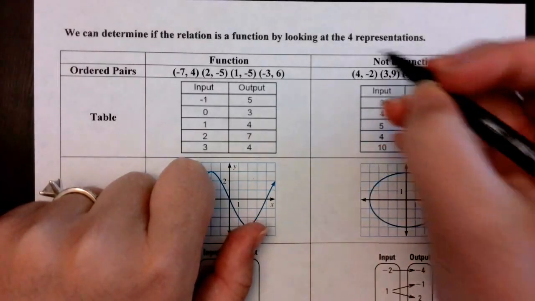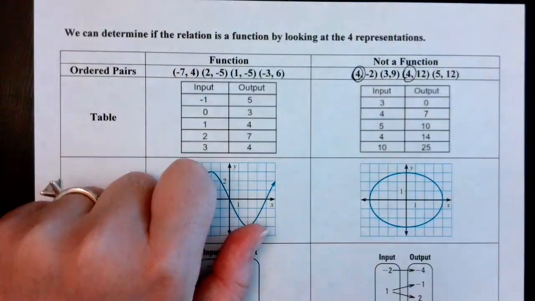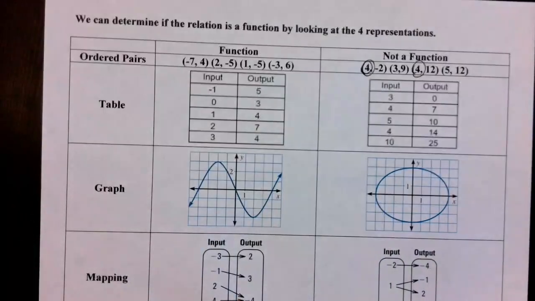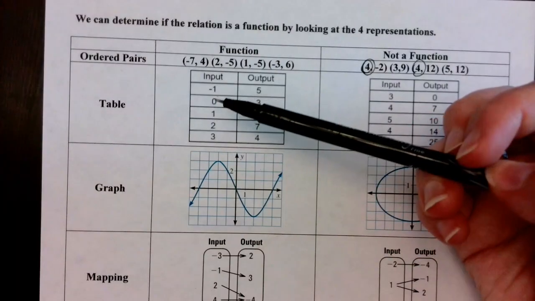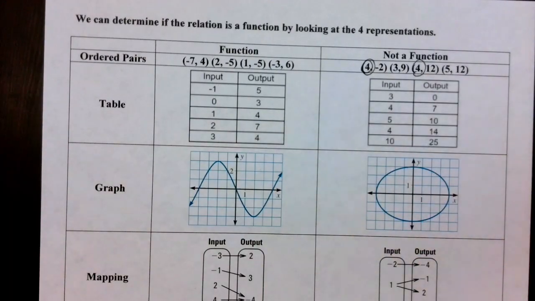It's not a function because we have two x values that are 4. So that means that 4 should only have one y, but it doesn't. It has 2. When we look at the table, same idea. It's a function because there's only one of every x. Here there's 2 4s, so not a function.